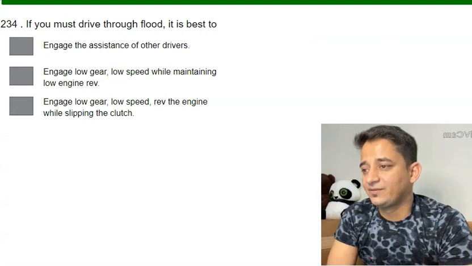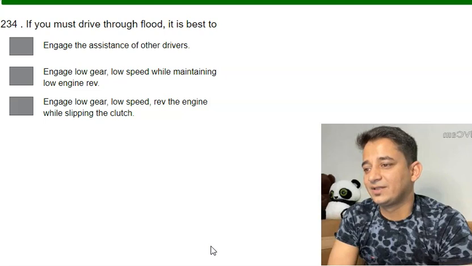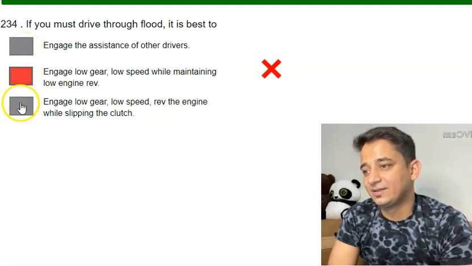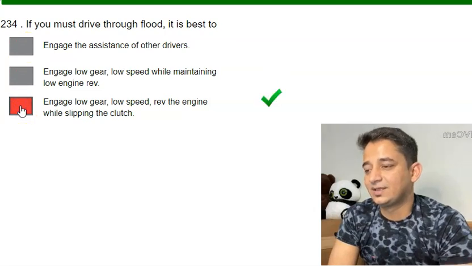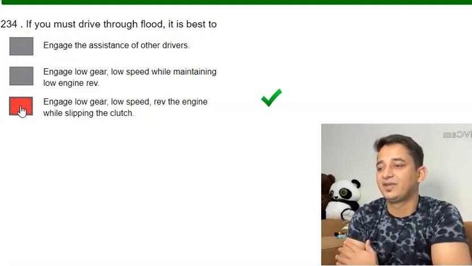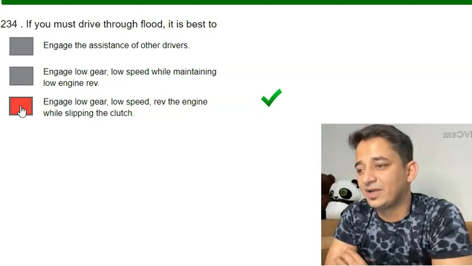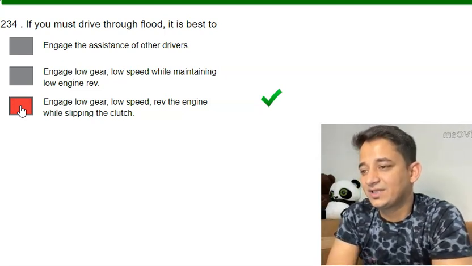The next question: if you must drive through a flood, it is best to engage the assistance of another driver, engage a lower gear and low speed while maintaining low engine revs, or engage low gear and low speed while slipping the clutch. Again, a tricky question. Engaging the assistance of another driver is the wrong one. The right option is the lower gear at low speed. Usually in a flood, you need to drive in a lower gear at a lower speed.